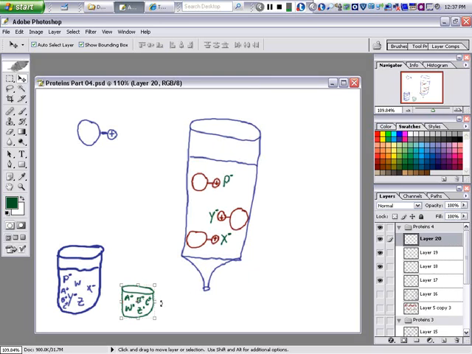So A, B, C, W, and Z, they're going to pass through the column. And so now you'll move that out of the way. Now we have only the negatively charged proteins on the column. Make sense? Now, how are we going to get those negatively charged proteins off the column?